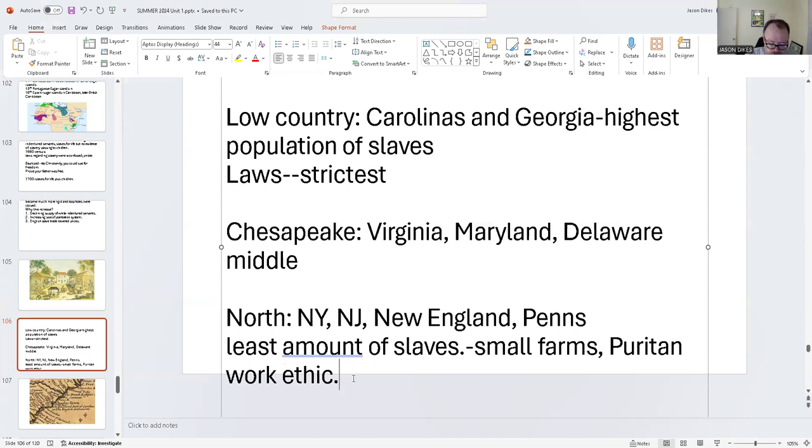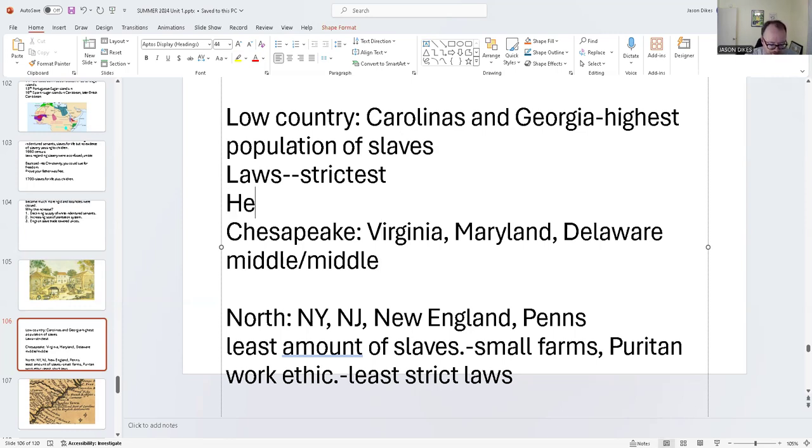Up north, again, if you don't have a very large population of slaves, you don't really need a whole lot of laws regulating their behavior. So you find less and less slave laws as you make your way further and further north. And then again, the Chesapeake, sort of the middle ground between the two extremes.